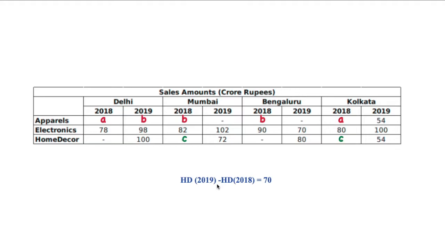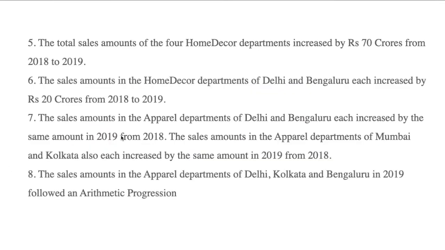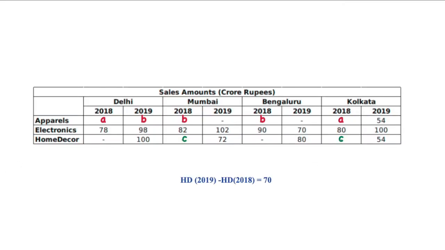So the difference, as we know, the difference. Let us just keep this data aside. We'll first check all the conditions. Then we know the sales amount in the apparel department of Delhi and Bengaluru each increased by the same amount in 2019 from 2018. The sales amount in the apparel department of Mumbai and Kolkata also increased by the same amount from 2018 to 2019. This means that for Delhi and Bengaluru, the difference of 2019 and 2018.